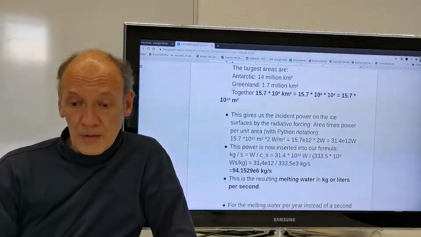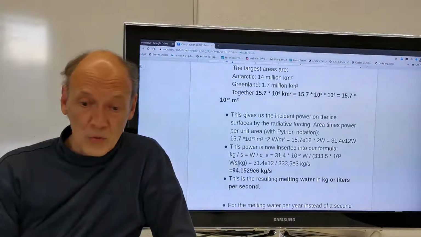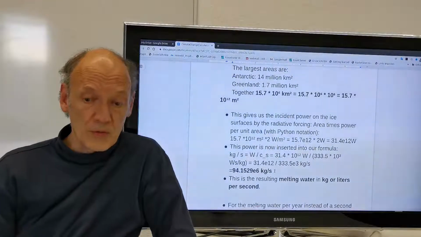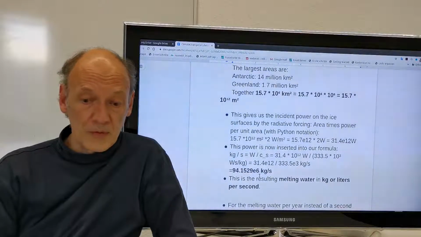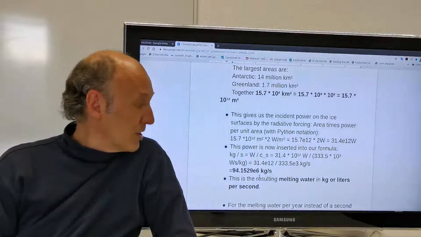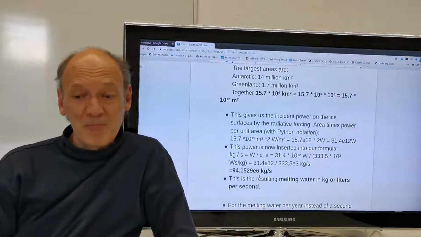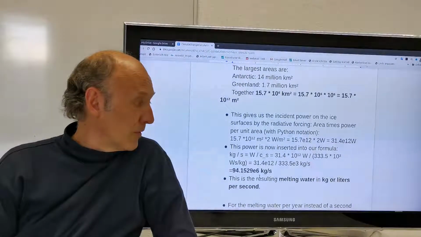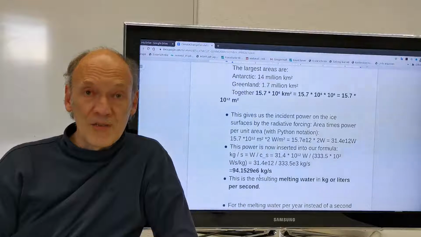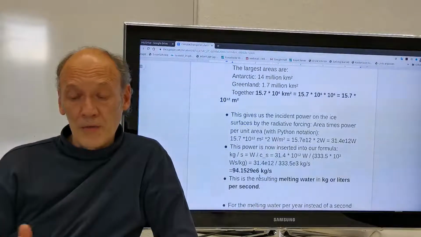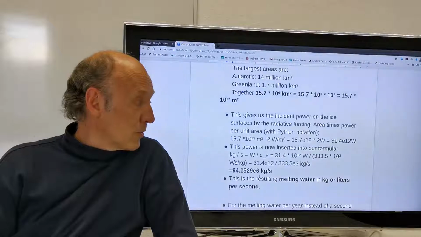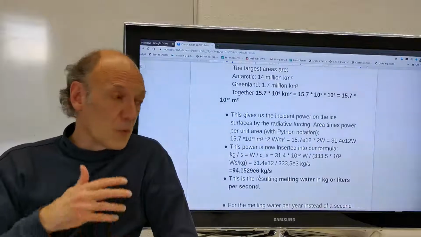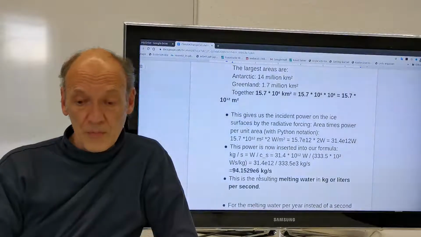And then we get this number, calculated 94.15 kilograms per second times 10 to the 6th, right? So 94 million kilograms each second. That sounds like a lot already. 94 million kilograms is basically 94 million liters each second. But the oceans are large, so it's hard to guess how much they rise because of this meltwater. And also it's per second, so this is kind of hard to imagine.